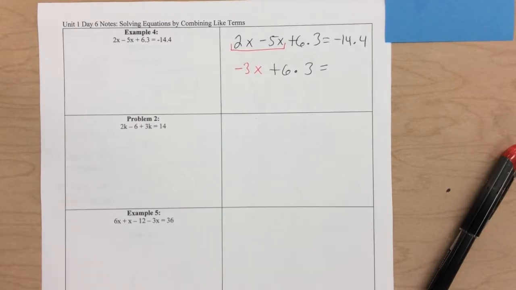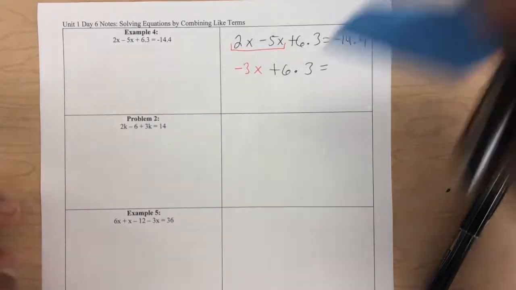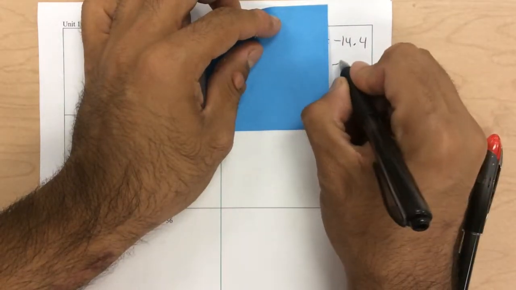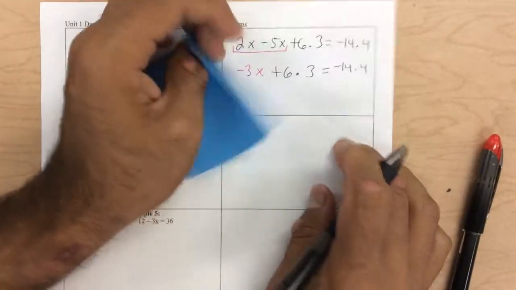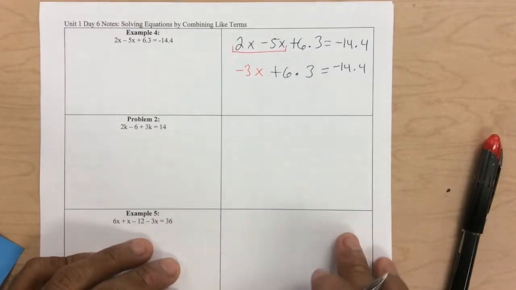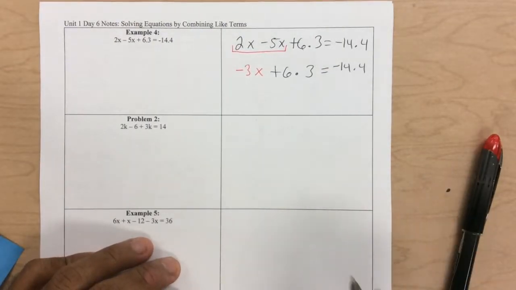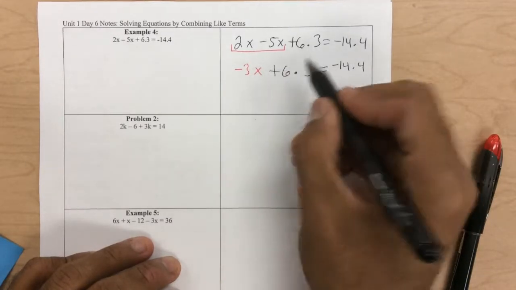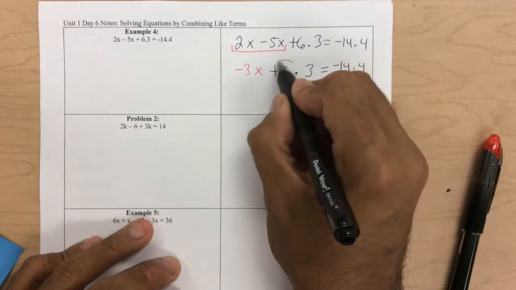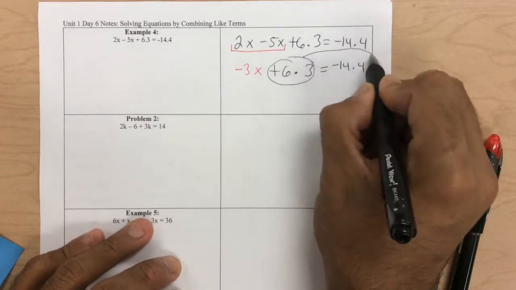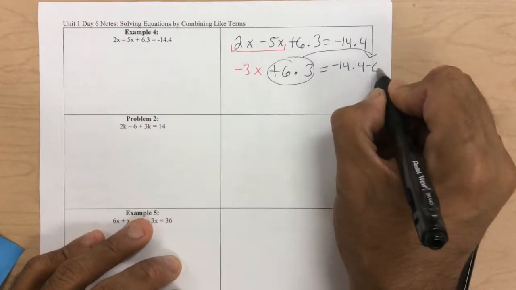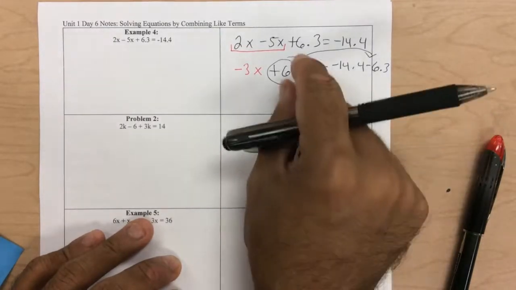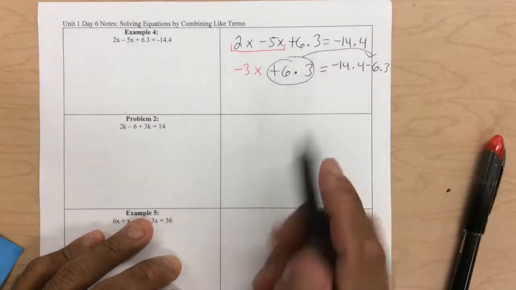Now, step 2. Look at your right side. Can you combine anything on the right side? Nope. So all I'm going to do is bring down the negative 14.4. Okay. Step 3. Move your constant. So that means I'm going to move or jailbreak the 6.3 over to the other side. And because it's positive, when I move it to the other side, it becomes a minus 6.3. Now I literally picked this up and moved it to the other side of the equal sign.